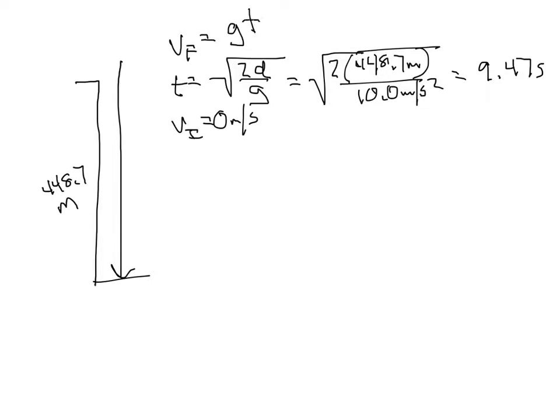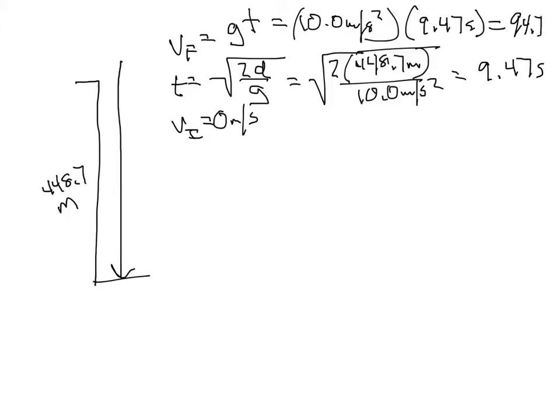Because the initial velocity is 0, finding the final velocity is actually really easy. We're just going to do g times t because we're not adding initial velocity to it. So we'll do 10 meters per second squared times 9.47 seconds. So we get a final velocity of 94.7 meters per second. So that's the first part. Pretty straightforward, pretty easy, just something falling and dropping.